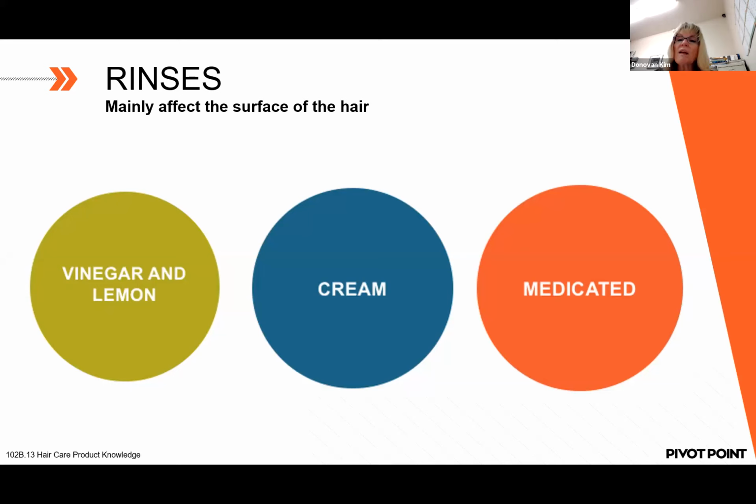And a lot of times it acts like a magnet for the dirt and stuff out in the hair. And it can actually make your hair appear more oily than what it really is. And then we have the medicated rinses. Medicated rinses would help people that have an itchy scalp or oily scalp. An example of a medicated rinse would be Sea Breeze. Just wash your hair and run some Sea Breeze through it.